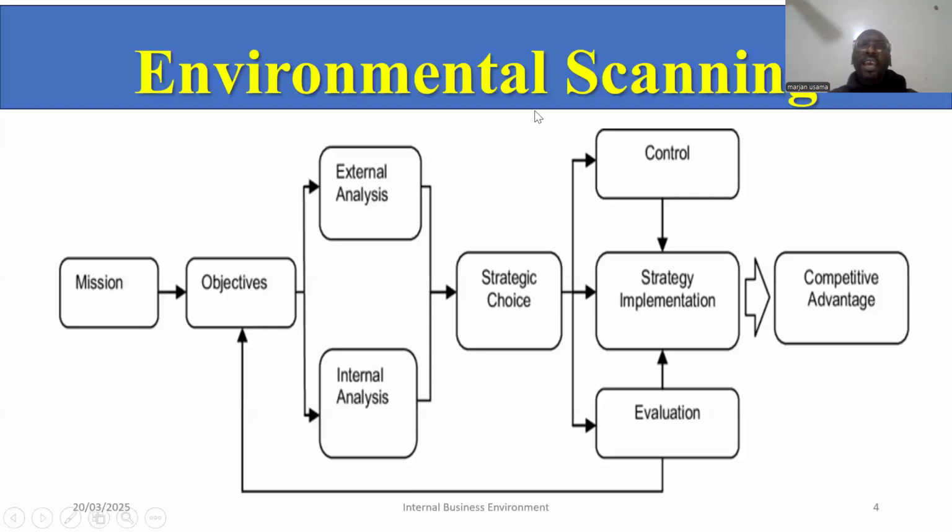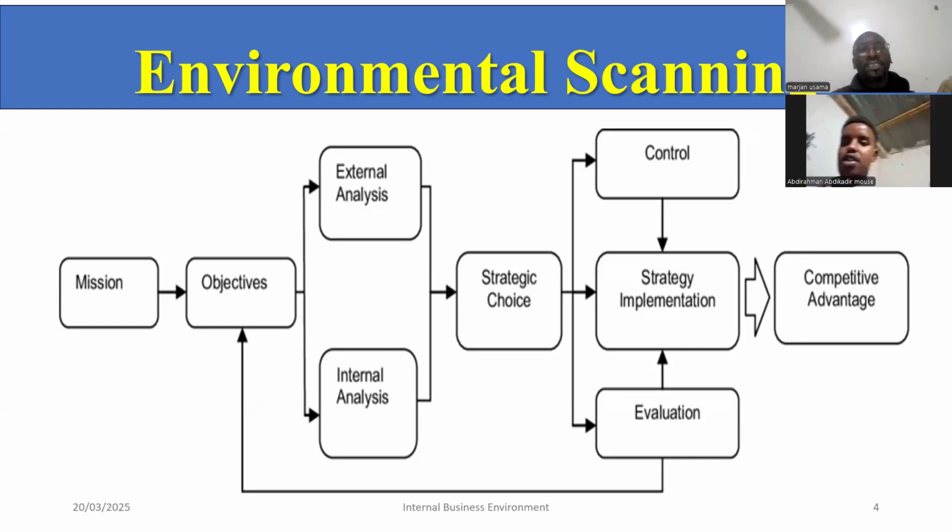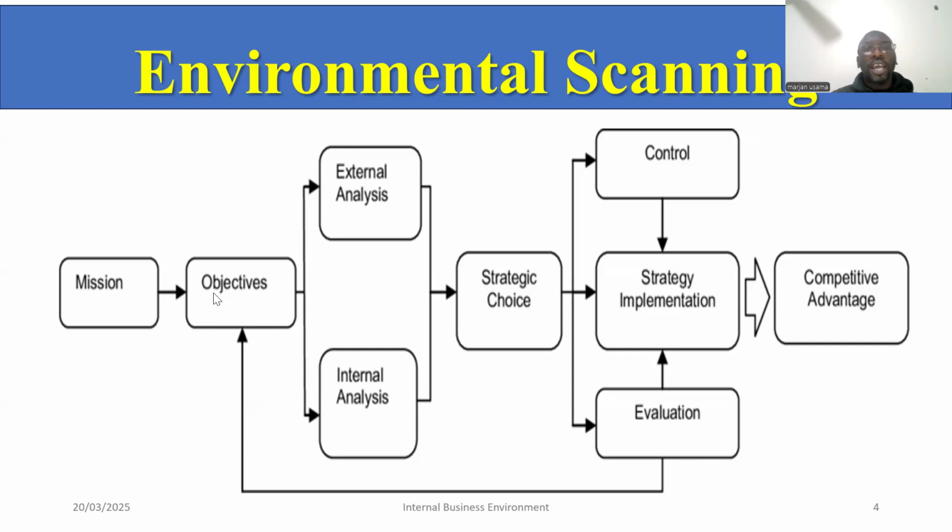Now, look at this diagram here. When you look at this diagram, what do you notice? Last week, we were analyzing this diagram. This is basically the strategic management framework. Number one, we normally have the mission and the objective. In any organization, the first thing you have to ensure is that your mission, your vision, and your objective are very clear. Then once you finish with that, you go to the external analysis and the internal analysis.